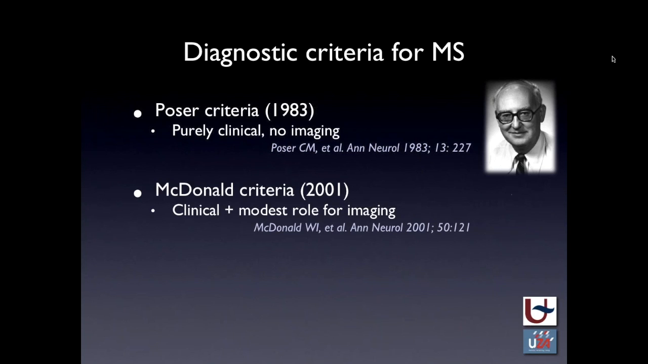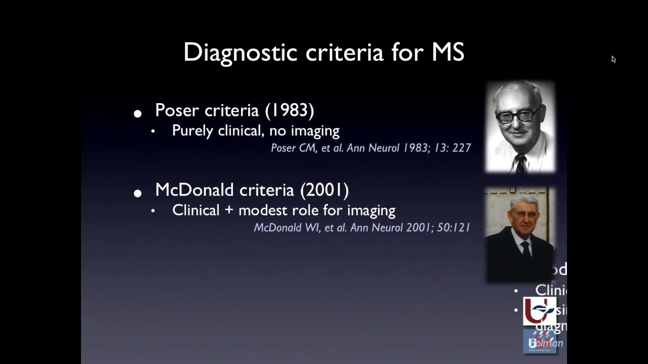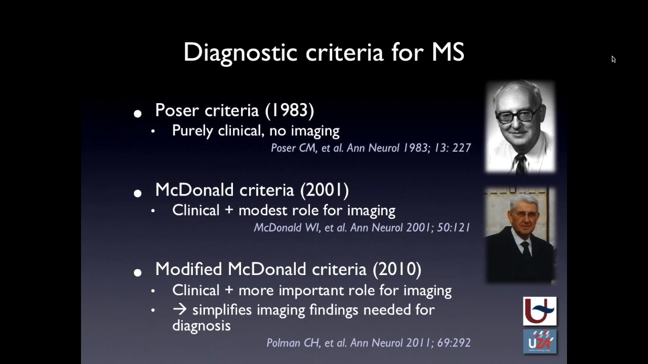The Poser criteria were modified in 2001 by Ian MacDonald, another giant in the world of neurology. And he had a classification which was based on clinical criteria, but already assigned a modest role for imaging, and this is Ian MacDonald that many of you will be familiar with. A revision of these criteria was published in 2011. It was actually published in 2010, but the paper was in 2011. This new modified MacDonald criteria included clinical and a more important role for imaging.